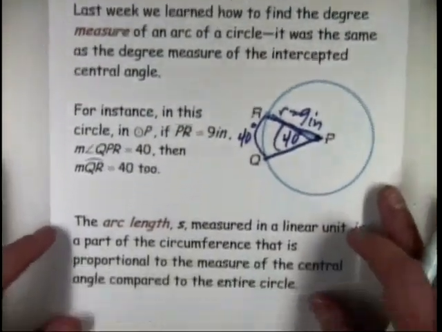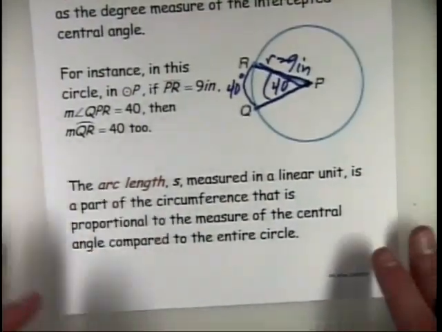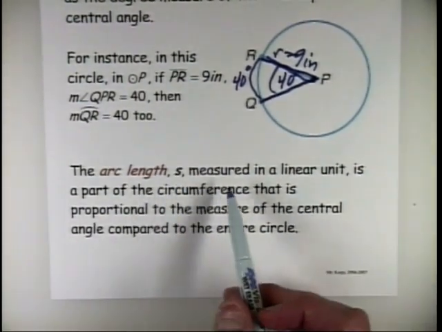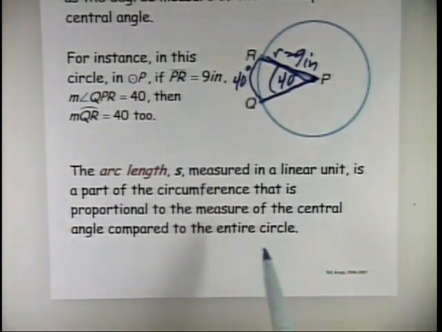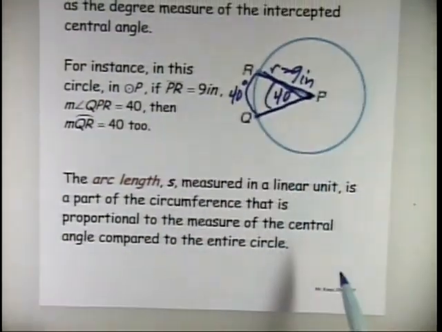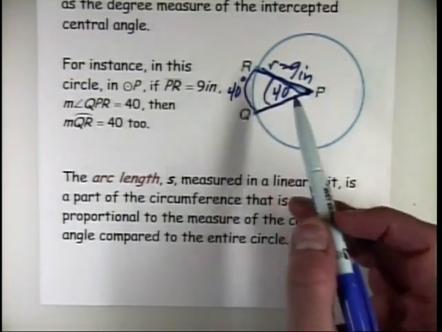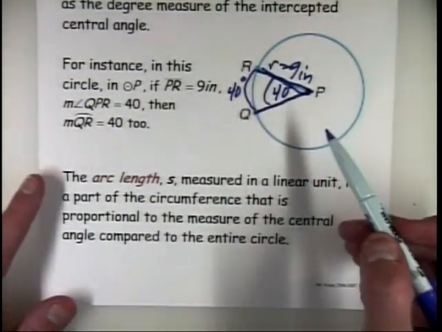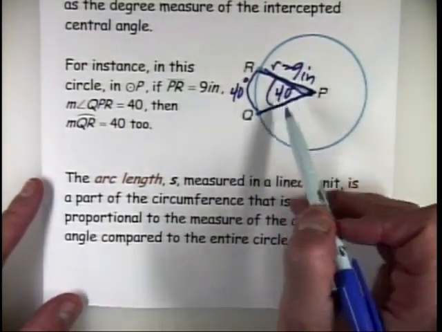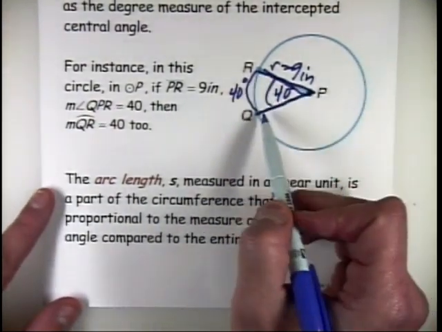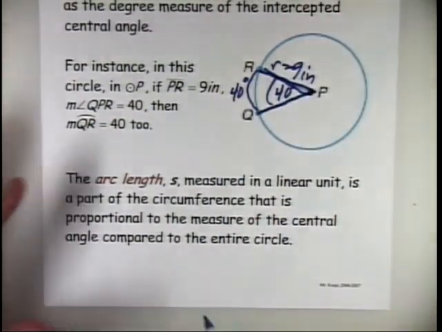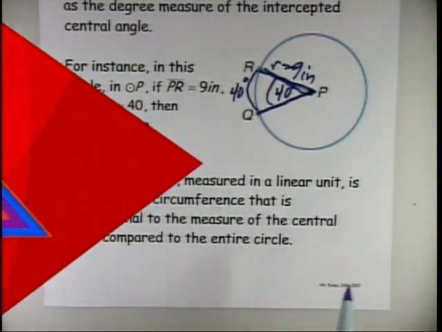Now that's different than what we're looking at today. Sorry, the arc length, not arc measure. We use the letter S to denote it, and it is a linear unit. It's going to be a fraction or a part of the circumference, the total distance all the way around. And it does have something to do with the central angle. Just like the central angle is a part of our full 360-degree rotation, the arc length is going to be a fraction or a part of the entire distance around, or the circumference. So let me show you how to set that up.